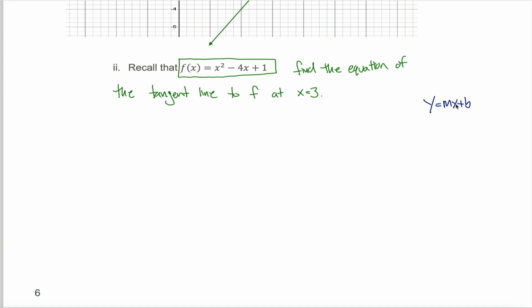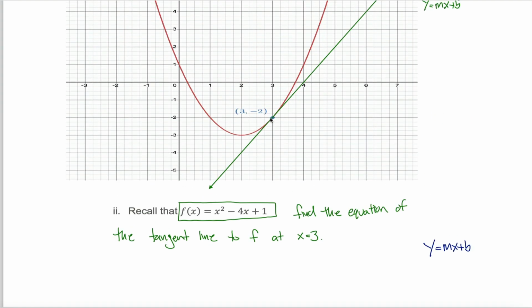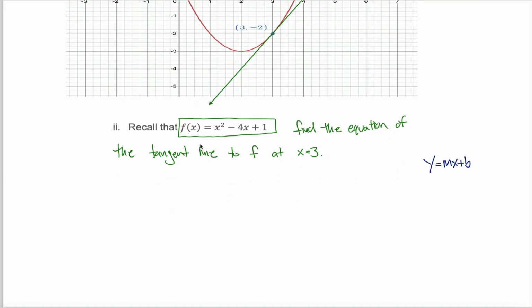Well, again, our answer will be in the form y equals mx plus b. So we need to figure out m and b. Let's start by figuring out m. m is the slope of this line. To figure out the slope of this line, we need to know the derivative of this function. Good news, derivatives are a lot easier to find now.